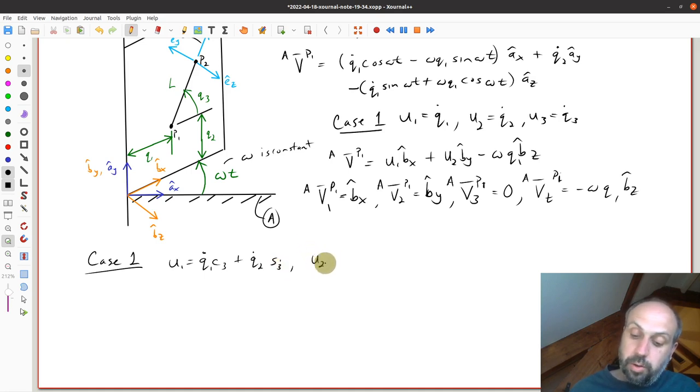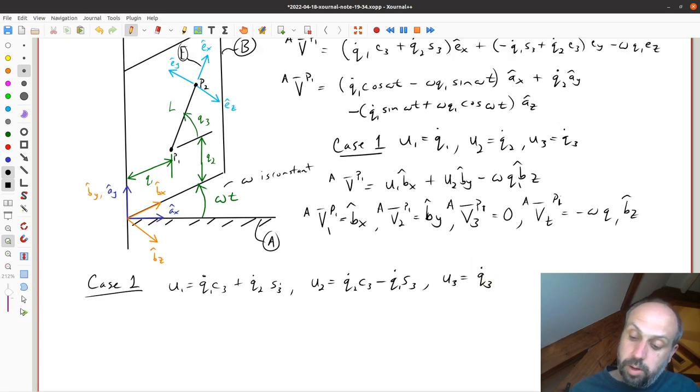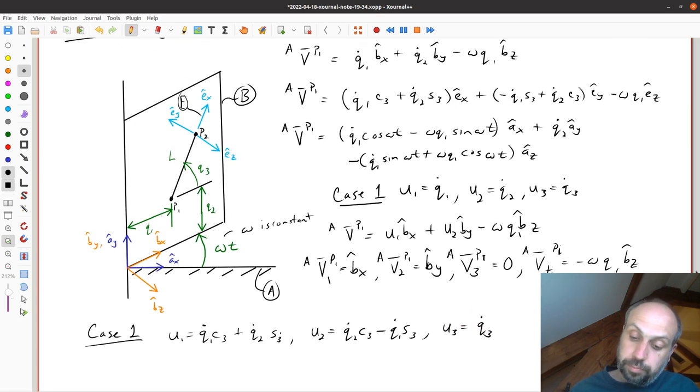And then I'll set u2 equal to q2 dot cosine of q3 minus q1 dot sine of q3. And then u3 equals q3 dot, the same as before. So these are the measure numbers here of the velocity of P1 in A expressed in E in that case.